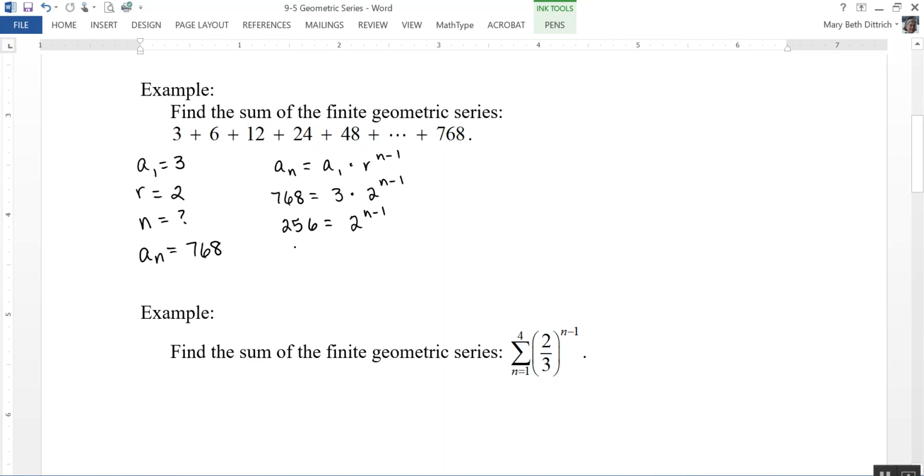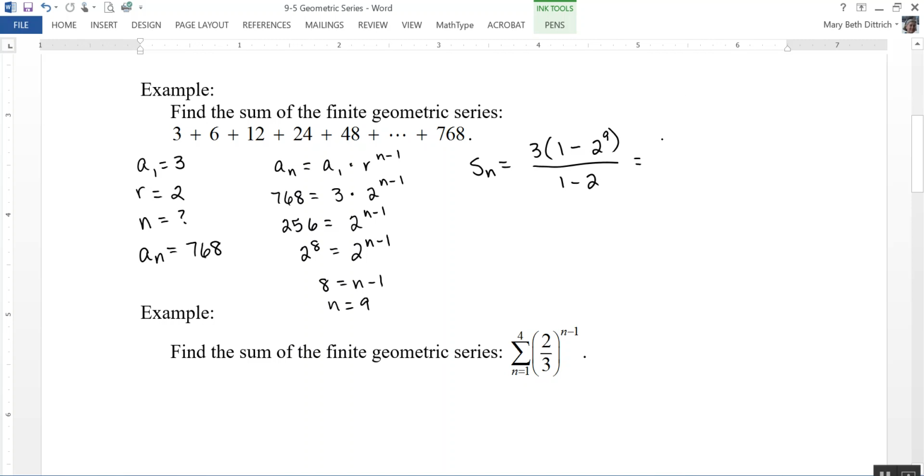I know that 256 can be written as 2 to the 8th, equals 2 to the n minus 1. So 8 equals n minus 1. So n is equal to 9. Now I think I have enough information to plug it into my formula. So the sum of this series is going to be equal to a sub 1, which is 3, times 1 minus r to the n, all over 1 minus r.